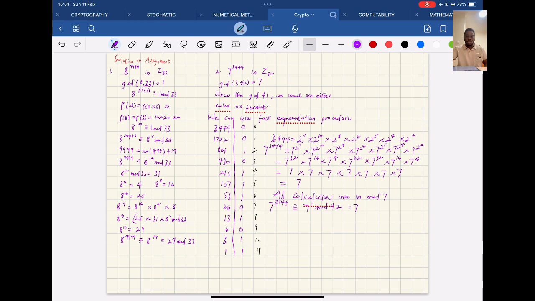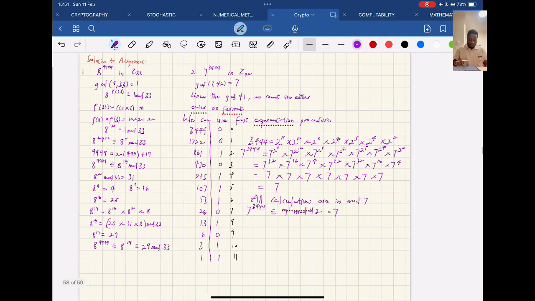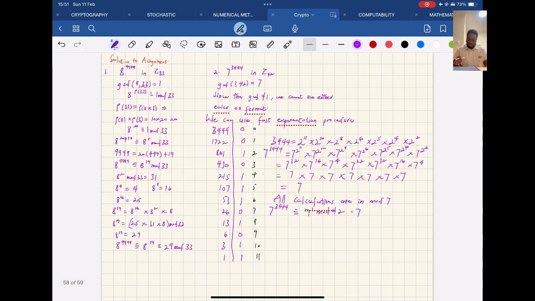Today we are going to be looking at the Chinese remainder theorem. But before we do that, let's look at the exercise that I gave the last time. So this is the solution to that exercise. And if you go through, I have solved this.